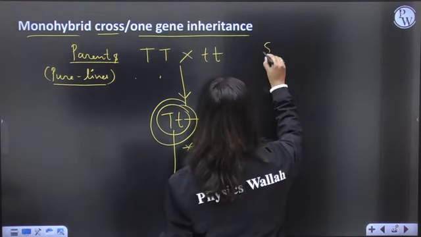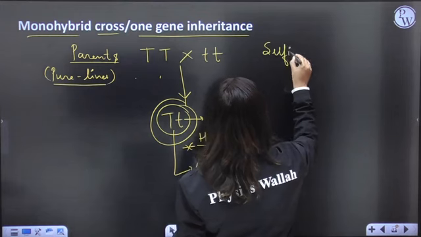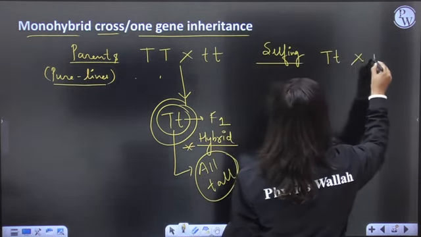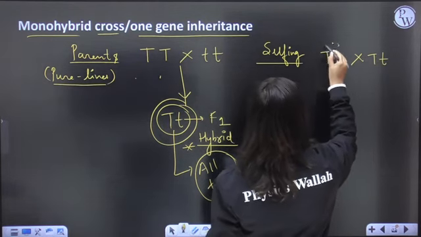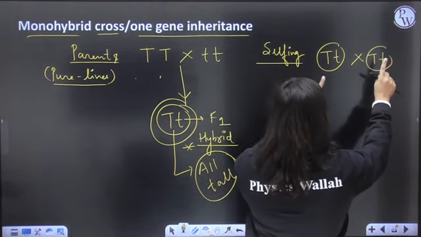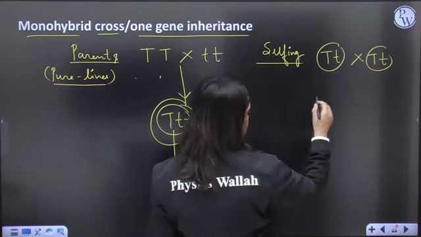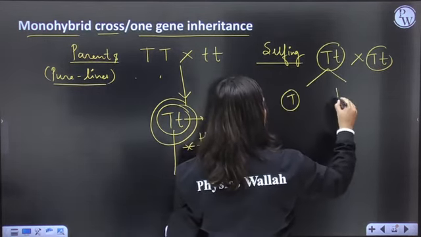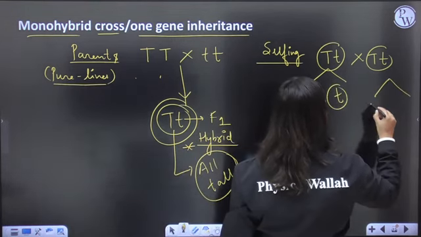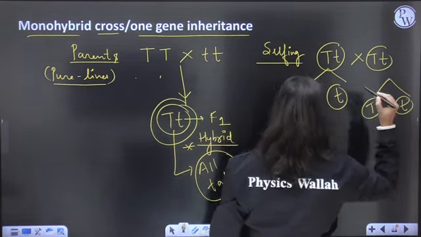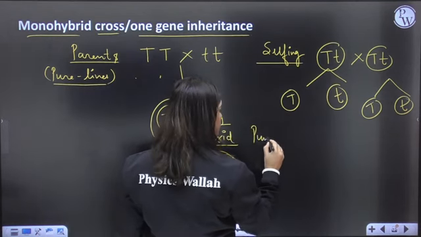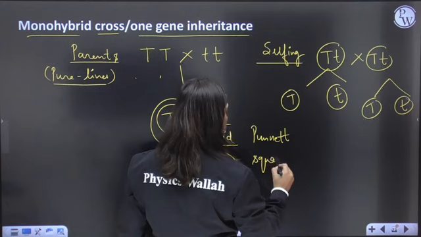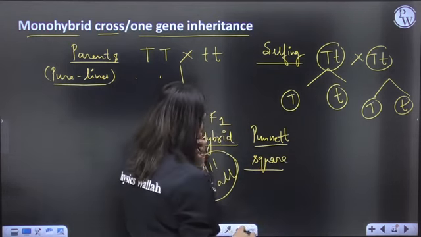And then what do we do? We do selfing. In selfing, we cross the F1 hybrids together, that is, individuals whose genotypes and phenotypes are the same. This is called selfing. The types of gametes they can form are capital T and small t. Now, what was unique about Mendel's experiments? That he used the Punnett square to deduce his results.